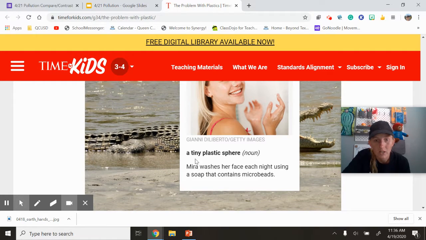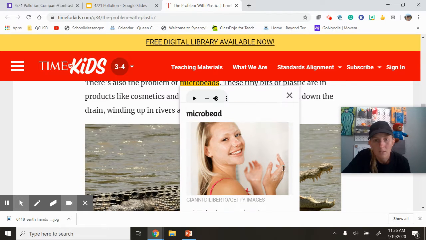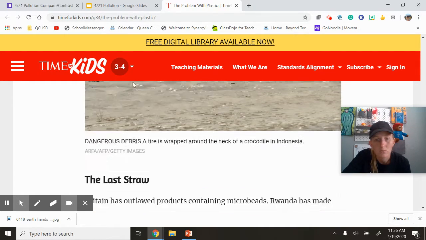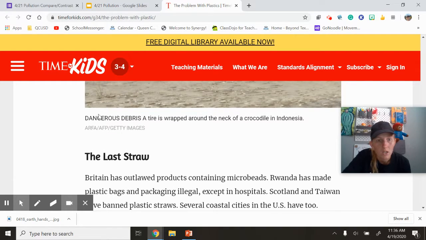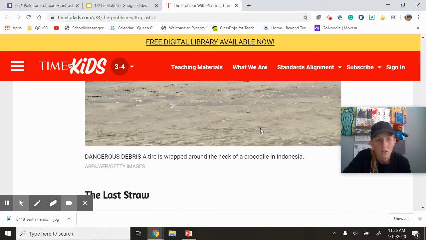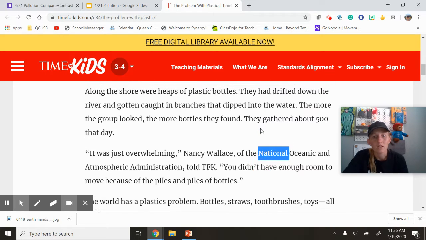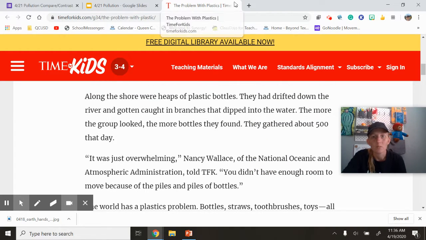Tiny plastic sphere. Says Mira washes her face each night using soap that contains microbeads. These tiny bits of plastic are produced in cosmetics like makeup and toothpaste. Microbeads get washed down the drain, ending up in rivers and oceans. Ooh, poor crocodile. Dangerous debris. A tire is wrapped around the neck of a crocodile in Indonesia. So that is plastic pollution. So anything that's plastic that is hurting the environment.